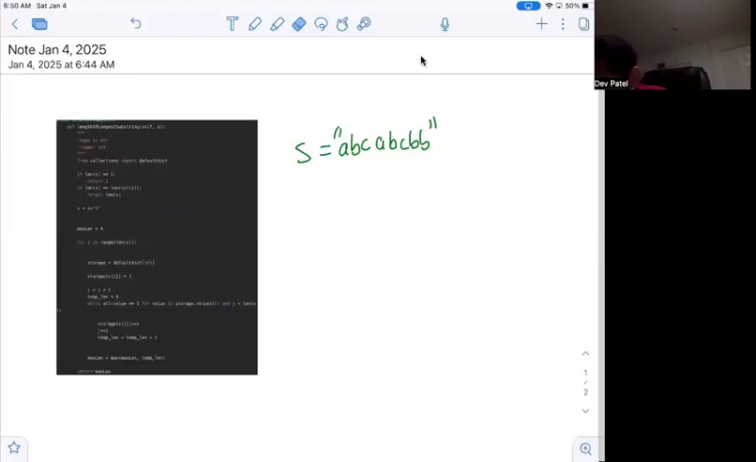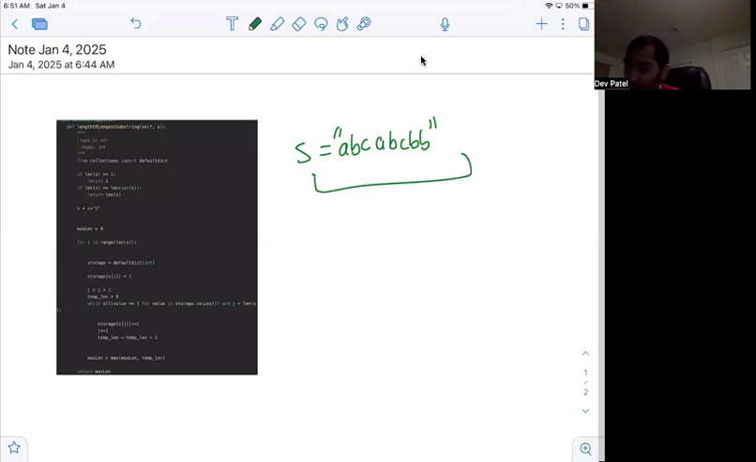Today we're going to go over a couple of different things. First, we're going to go over the Leetcode question, length of the longest substring without repeating characters. The problem is you have this string and you want to get the length of the longest substring without repeating characters.